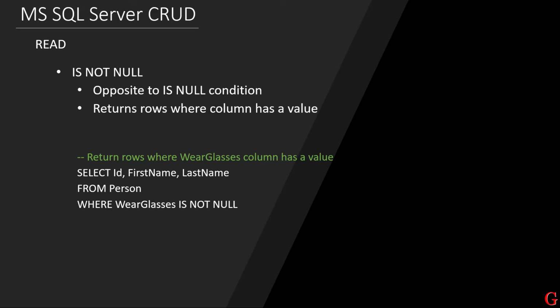Opposite to isNull is isNot null. Not operator is a negate to the condition. Not operator is widely used in SQL statements. Not operator may impact your query performance. In this example, the select statement returns rows where a where classes column has a value.